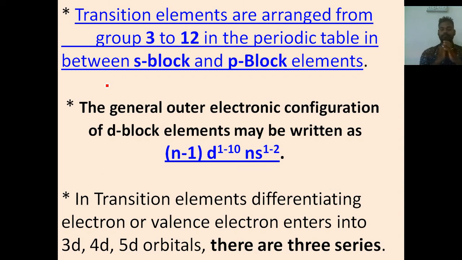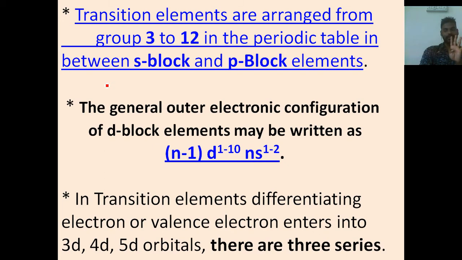Okay, and then in the transition elements, their differentiating electron or valency electron enters to 3d, 4d, 5d. It's all a repeated point. The differentiating electron or valency electron enters into the 3d, 4d, 5d. Okay, there are 3 series.